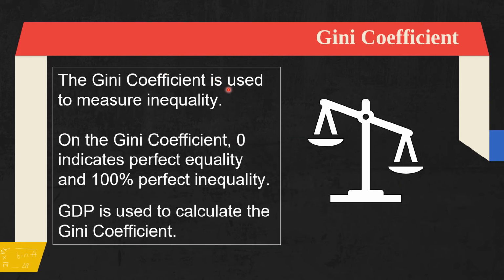The Gini coefficient, however, is used to measure inequality because we know one of the limitations of economic indicators is that they did not measure inequality. So on a Gini coefficient, 0 indicates perfect equality and 100% perfect inequality.